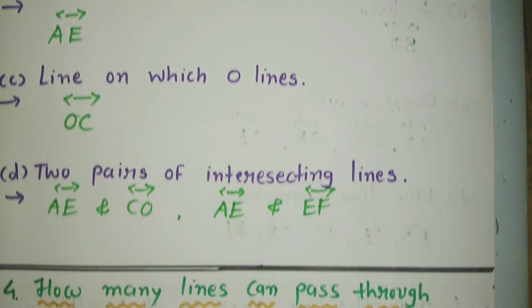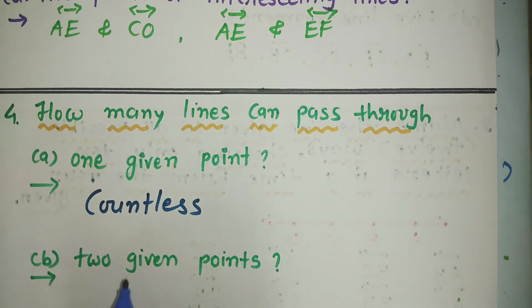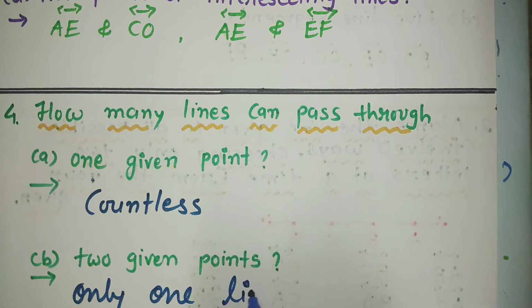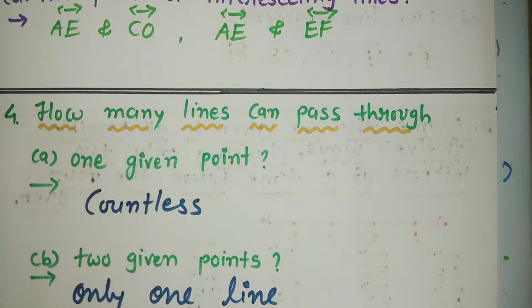Question number 4. How many lines can pass through a given point? I have shown this question in the theory part. From one point we can draw countless lines, meaning we cannot count them. And from two given points, only one line. Two given points, only one line. One given point, countless lines.